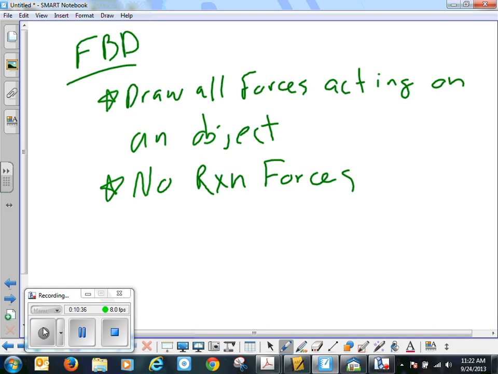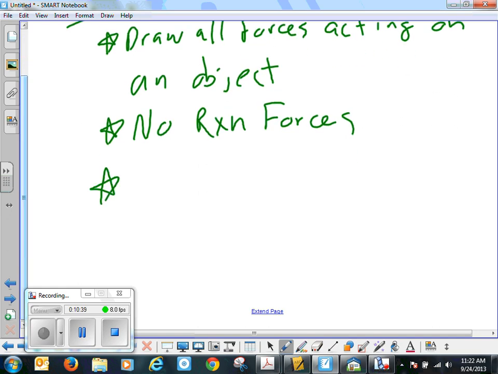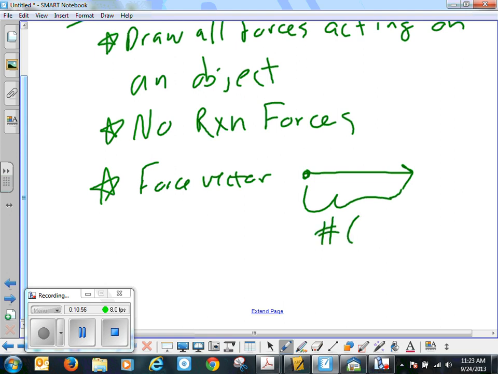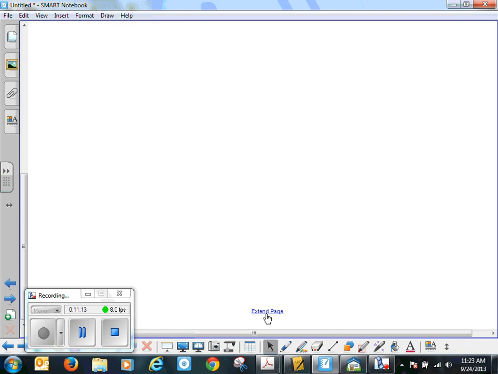Here's what you have to understand too: when we draw these forces, we're going to use vectors. A force is a vector, so it has size and direction. When we used vectors before, we had an arrow, and this was the number or the magnitude. So the size mattered because that was how big the vector is, and the direction is indicated by the arrow. It's really important to be able to draw these because they determine how your math goes. So we're going to give some examples.